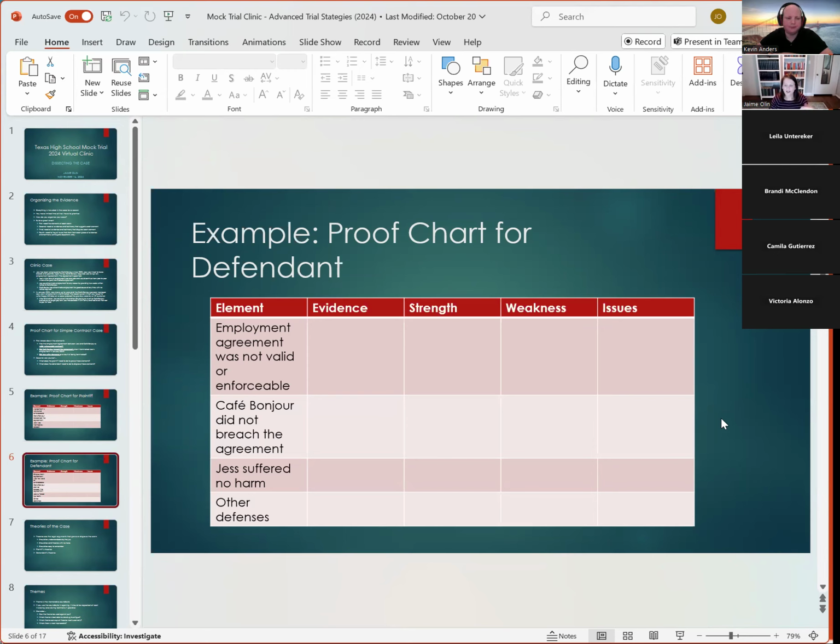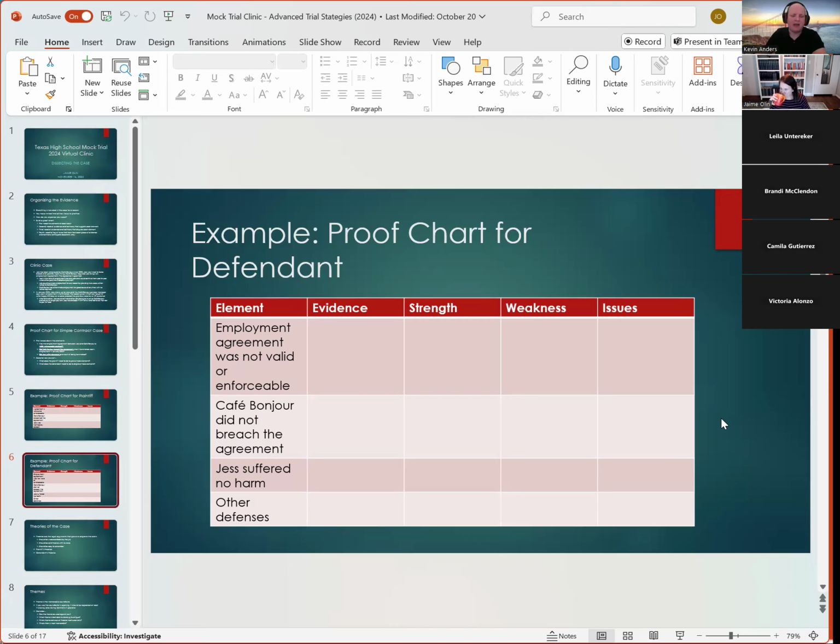And so, as you know from doing mock trial before, you're going to have to be both plaintiff and defendant. So you have to switch your thinking completely to the other side and start looking at the fact patterns to figure out, okay, are all of the bad facts for Jess good facts for Cafe Bonjour? Are there other good facts for Cafe Bonjour? What are the bad facts? And so basically just doing the opposite for that proof chart. I'm going to pause here. Kevin, anything to add, or are there any questions or anything we want to discuss in the chat?